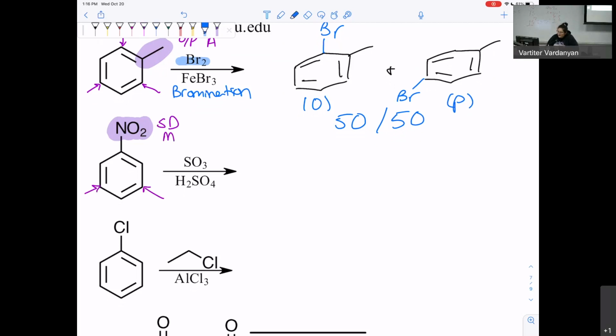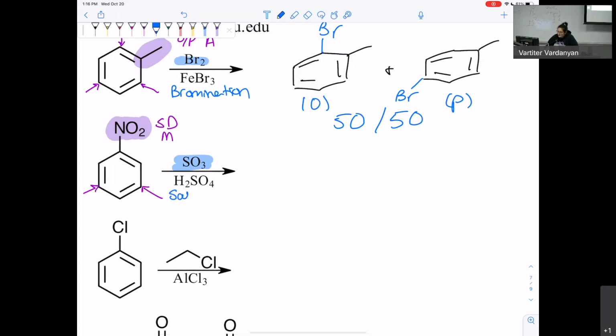And SO3. What kind of reaction is this? Sulfonation. I'm glad Kareem's not here to check my spelling. I'm 100% sure that's wrong, but I do not care. So we're going to have one answer only because, like we said, the two meta positions are exactly the same.